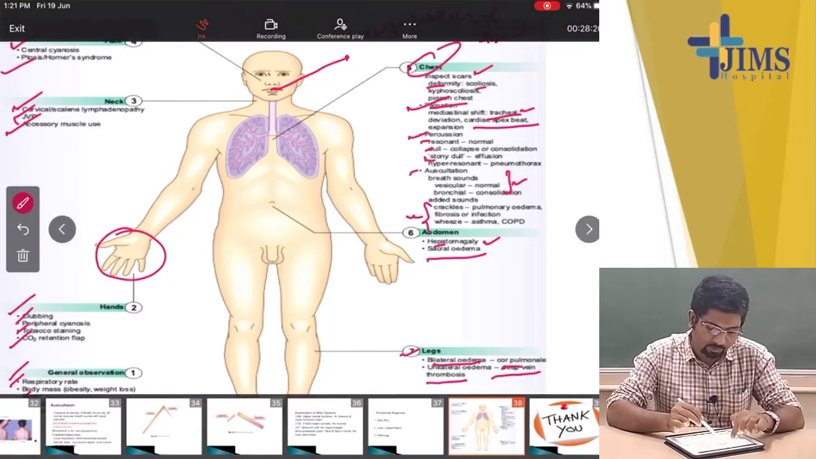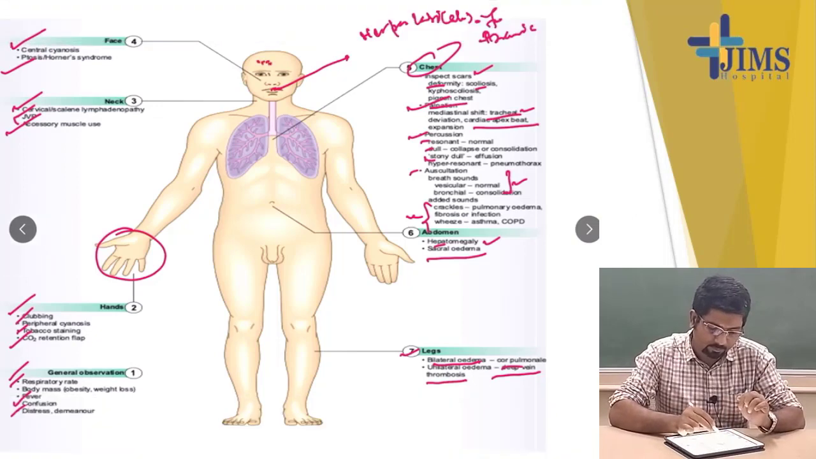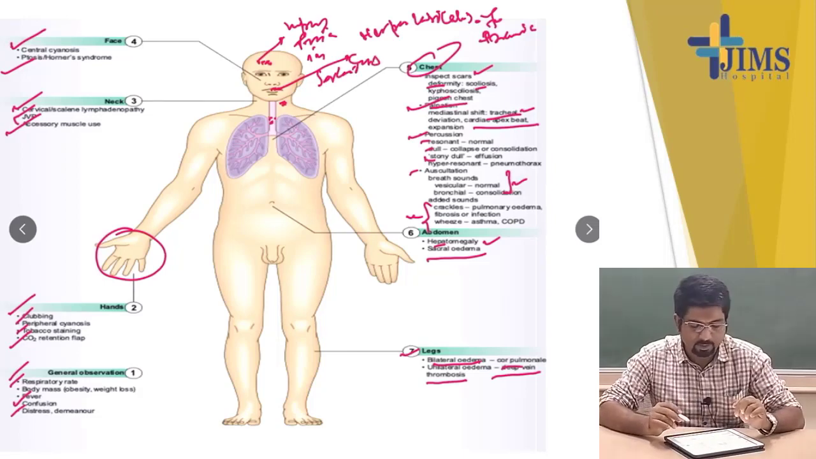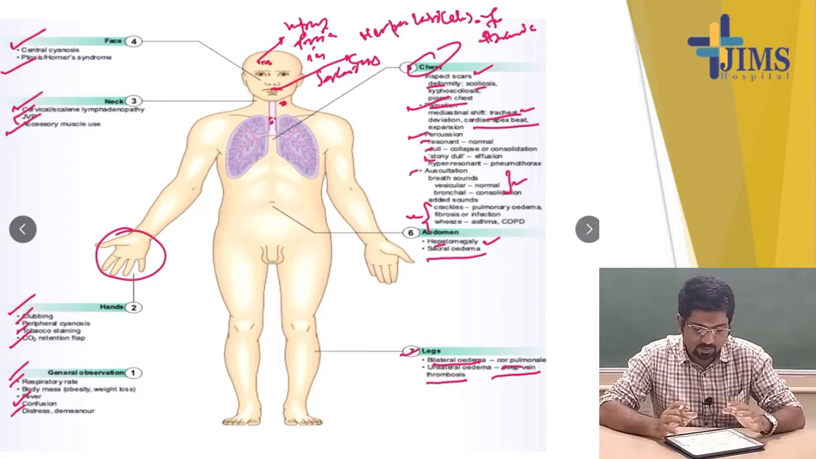And also there may be some other lesions, in the face particularly. These are called lupus pernio in sarcoidosis. So you have to inspect the face very carefully, because it will give an impression of the underlying disease possibility.